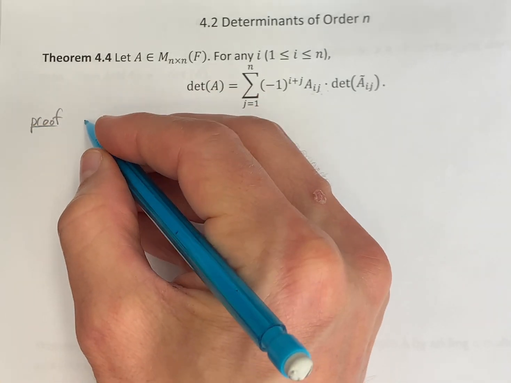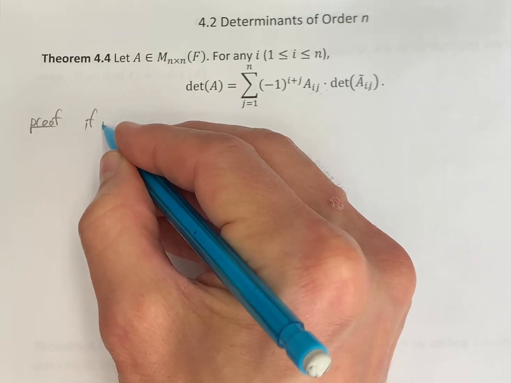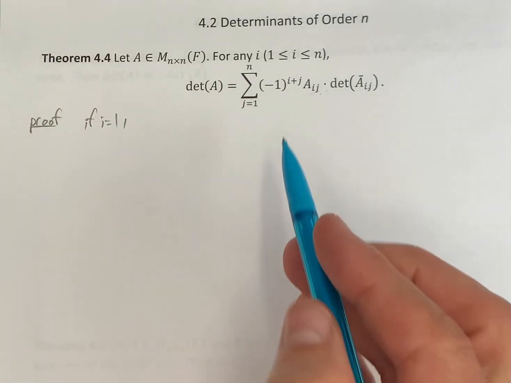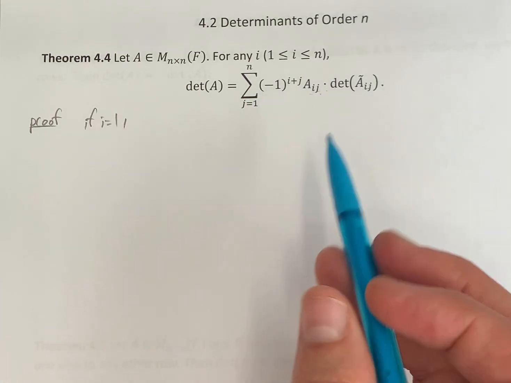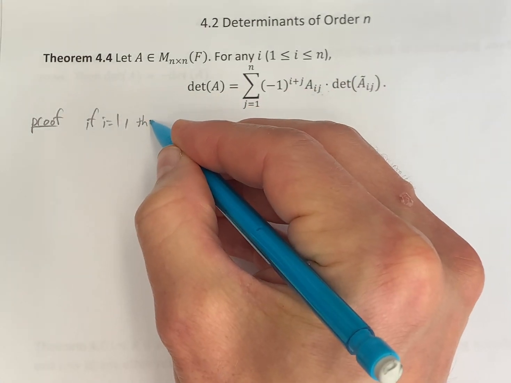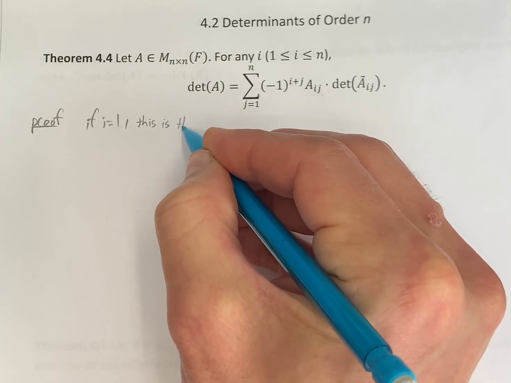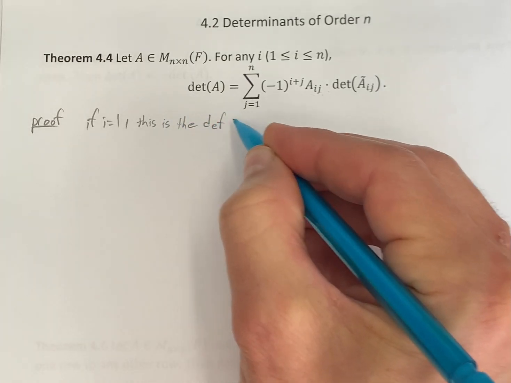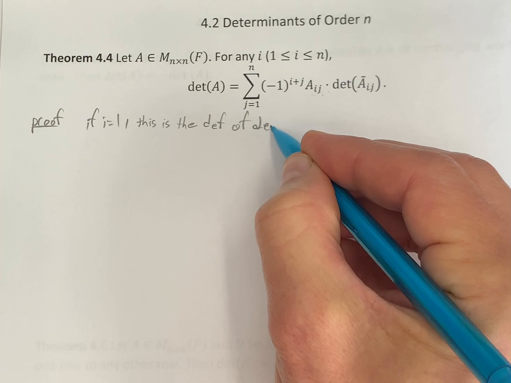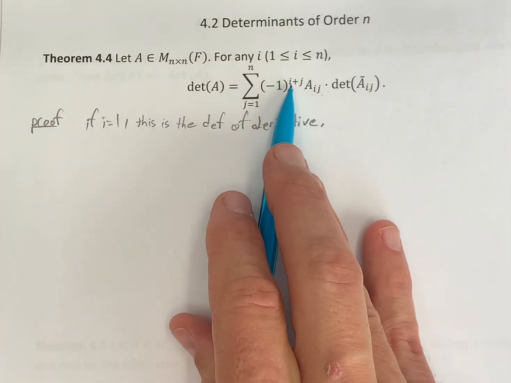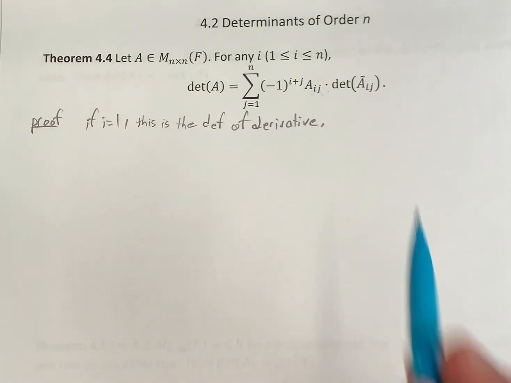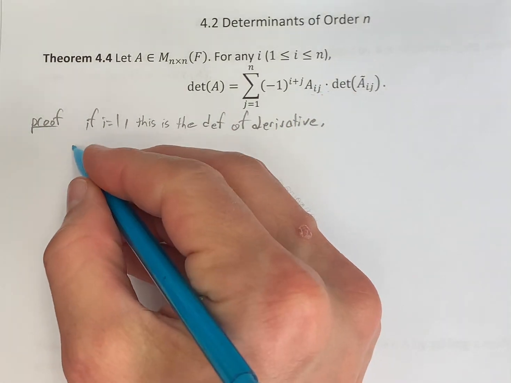Well, if i equals 1, then this is the easiest proof ever because this is just the definition of the determinant. Think about that. If that's a 1 and you're going across the first row, that's actually how we define it.